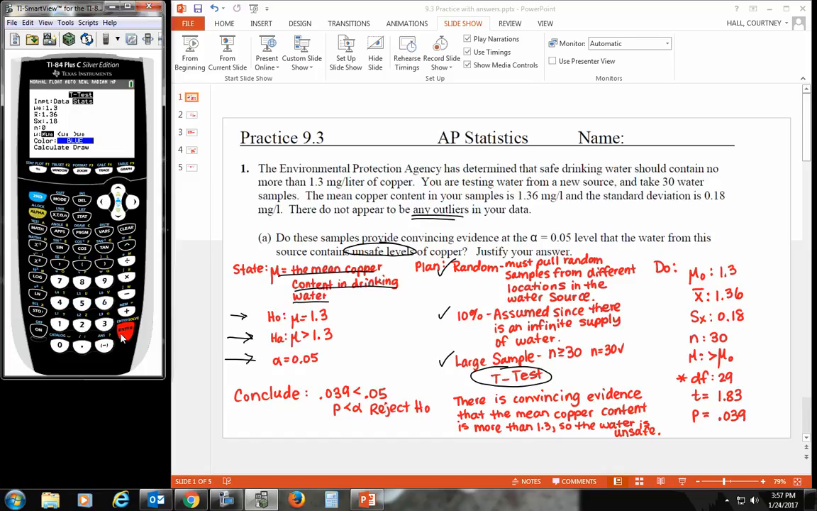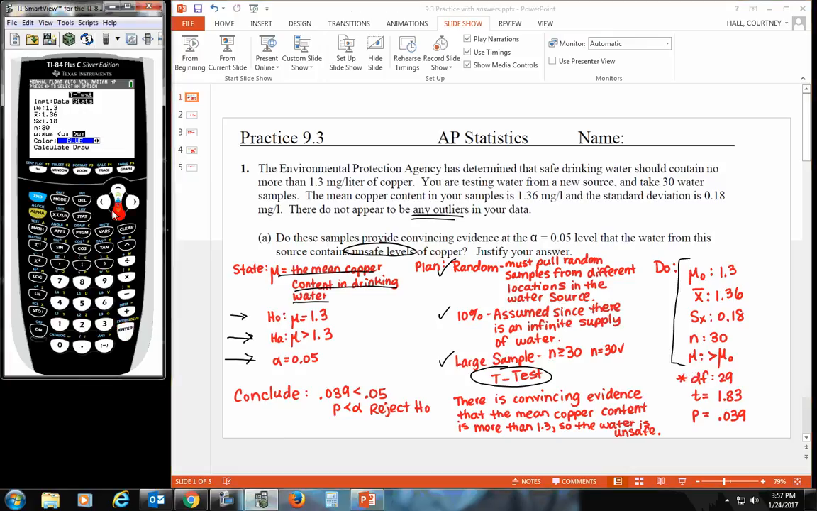Okay, the sample size they used was 30, and then we're testing to see if the water is unsafe. So we're looking for where the copper level is above the 1.3. So we're going to select greater than, and notice that I did write all of these things that I have in the calculator. I do want to put those in the do portion of my write-up.